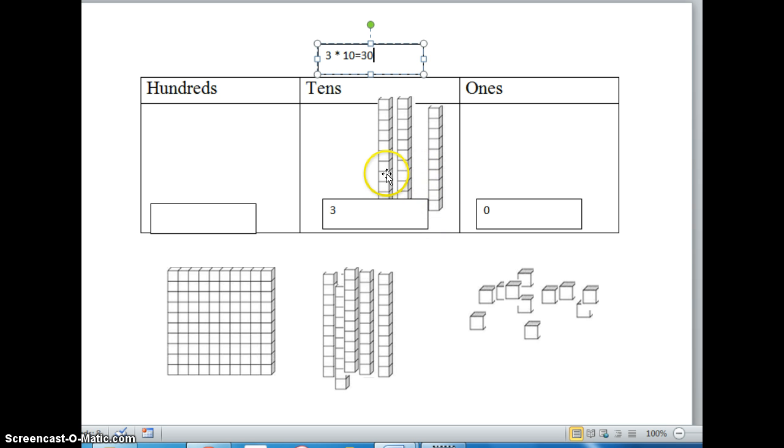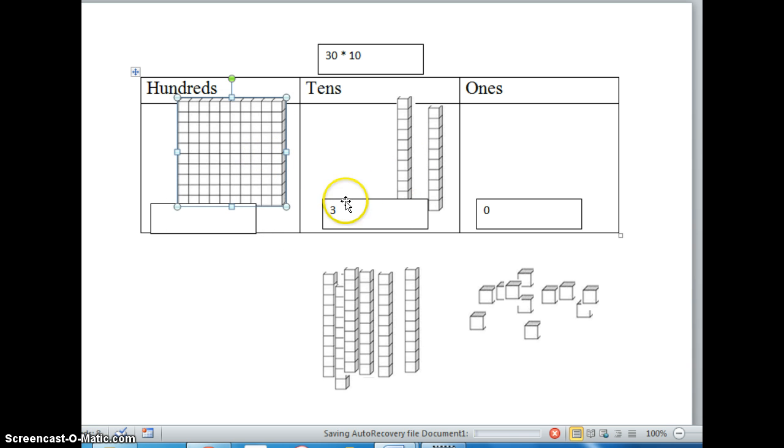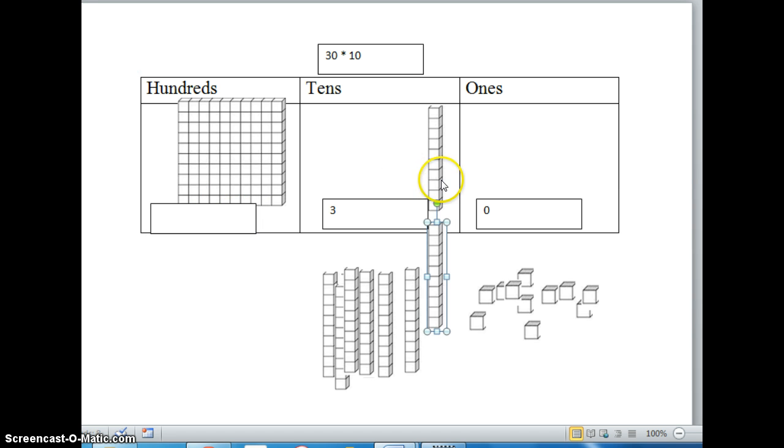Same thing happens when you get to the tens. If you're taking 30, or 3 tens and 0 ones, and you multiply that by 10, you take each one of these, and you take 1 ten, and you get 10 of them. Well, 10 tens is the same as 100. So then we got 100. The next one becomes 200, 300, until you're left with 3 hundreds, 0 tens, and 0 ones. Or 30 times 10 gives us 300.